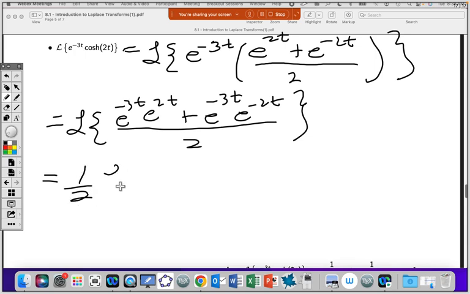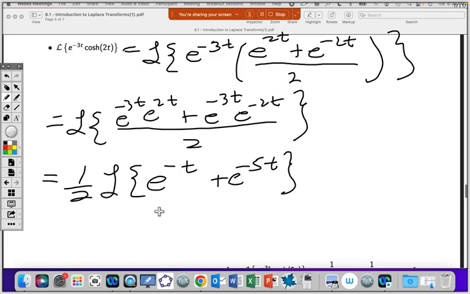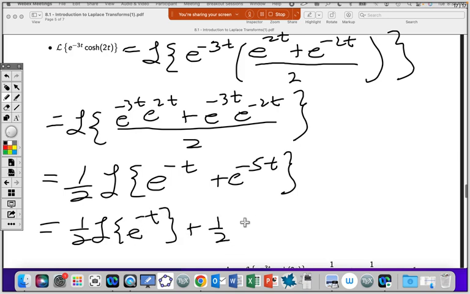I'll take the 1/2 out front from linearity. This is going to be e to the minus t plus e to the minus 5t. And then use linearity again. And now I can apply the formula we derived last time.